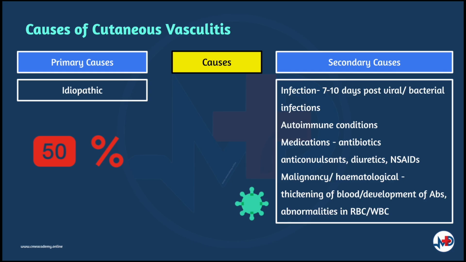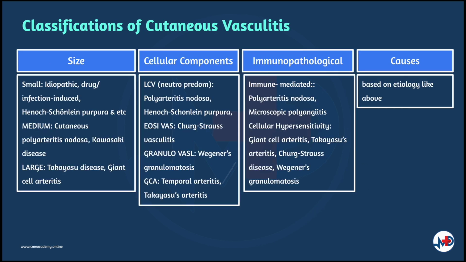Besides that, cutaneous vasculitis may also be caused by malignancies and hematological disorders, especially paraproteinemia or lymphoproliferative disorders, which cause thickening of the blood or development of antibodies, or other conditions in which there are abnormalities in red blood cells or white blood cells. Cutaneous vasculitis may be classified in several ways. It may be classified based on the size of the vessels involved, clinical and histological features, and etiology, but the best way to classify it would be according to vessel size.